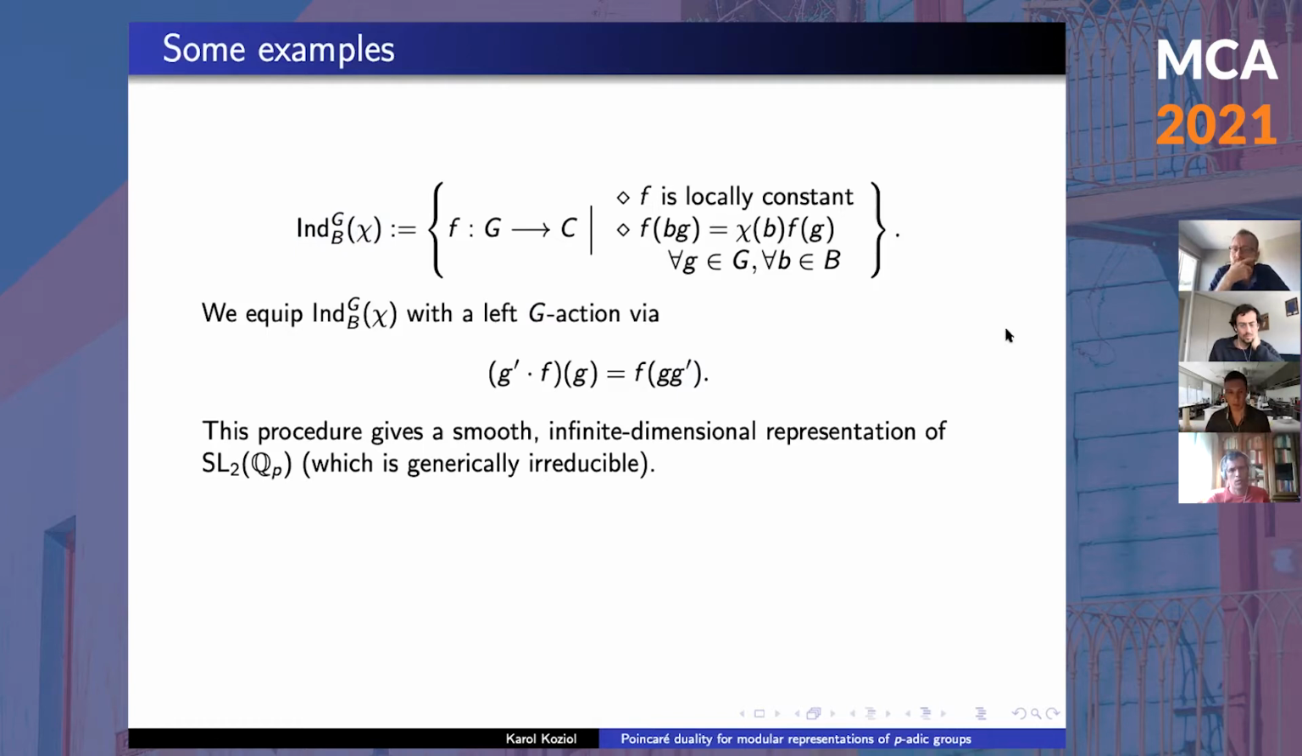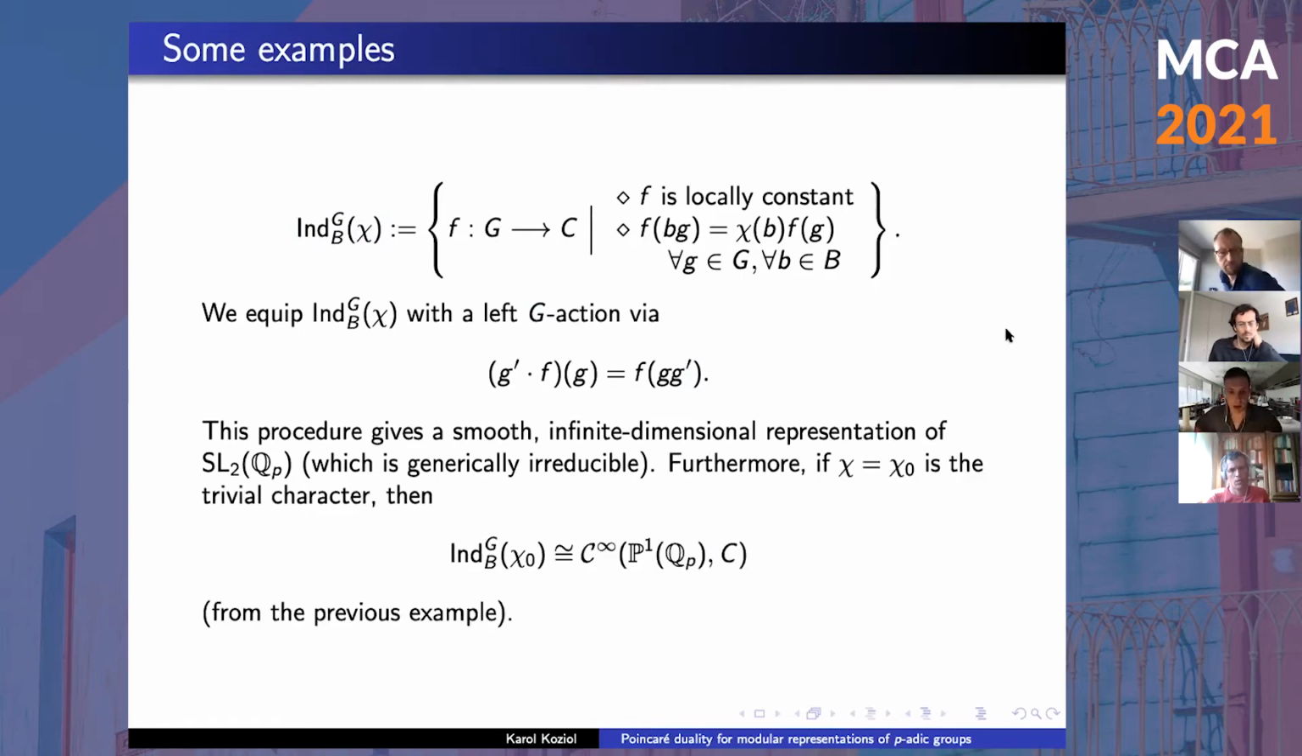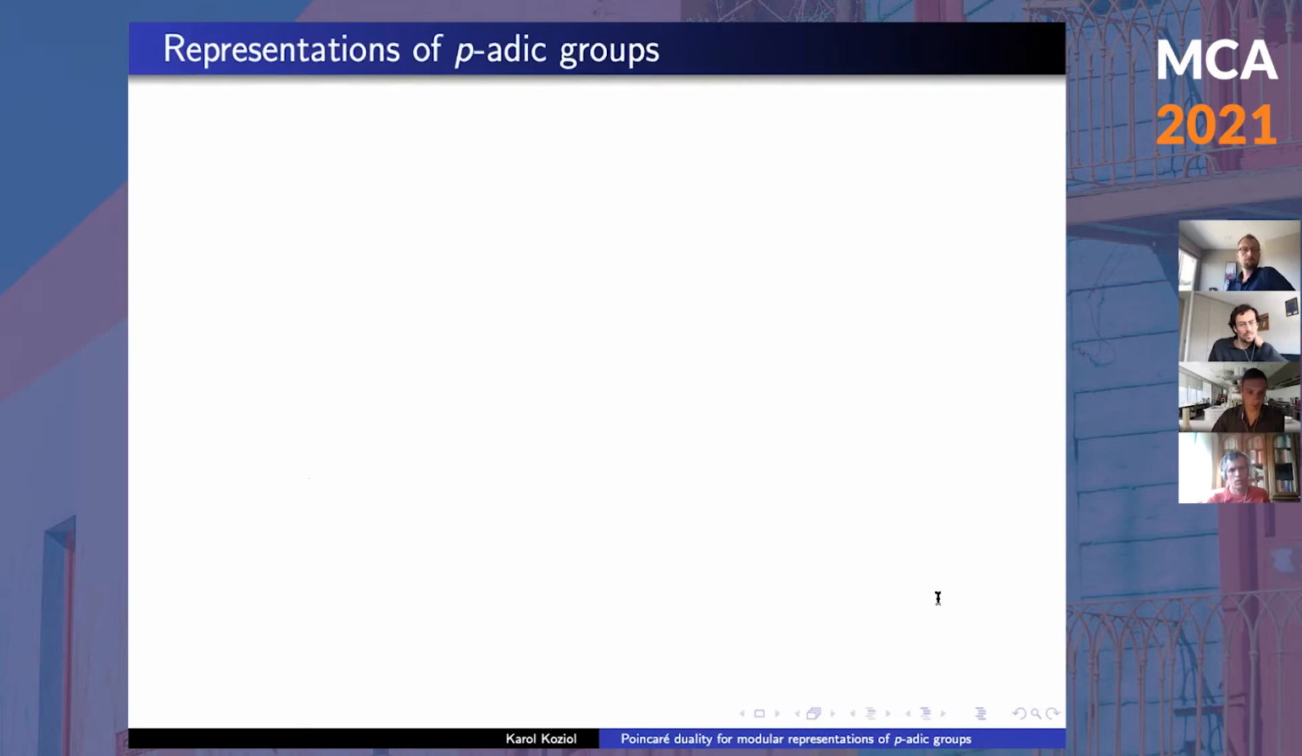So if I pick my character chi at random, whatever random means, there's a good chance you're going to get an irreducible representation. And furthermore, if I take the trivial character, then this just reduces to the previous example. Okay, so these are some examples to keep in the back of your mind.